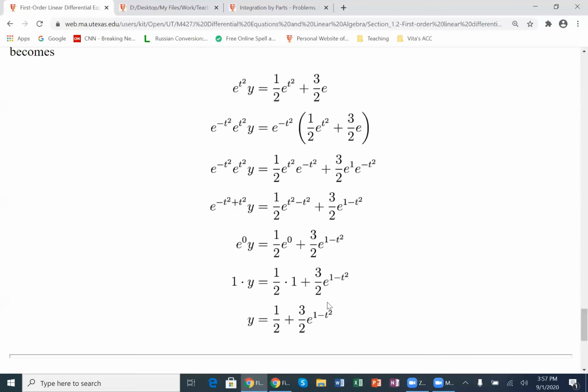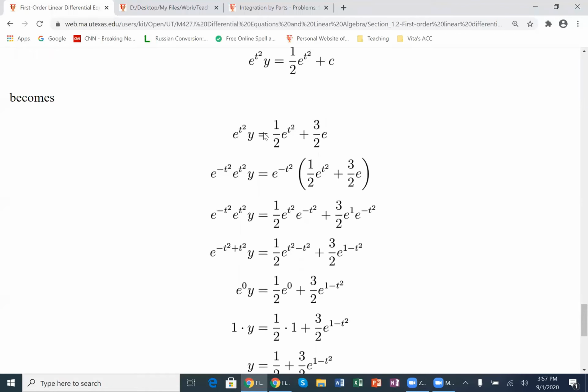Do you want me to go over these steps? Yes, yes. This is the part where I needed more clarification. All right. So here's what we do. First of all, if we multiply both sides of this by e to negative t squared, we obtain this expression. Do you understand this? Yes, yes. Next, we expand parentheses, we distribute. We multiply this by this, done, and this by this, done.